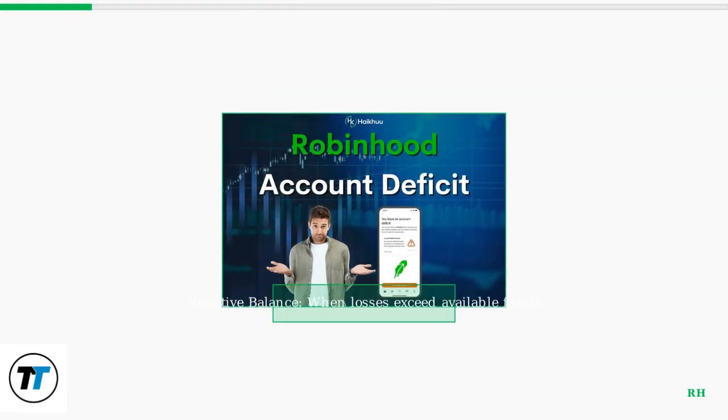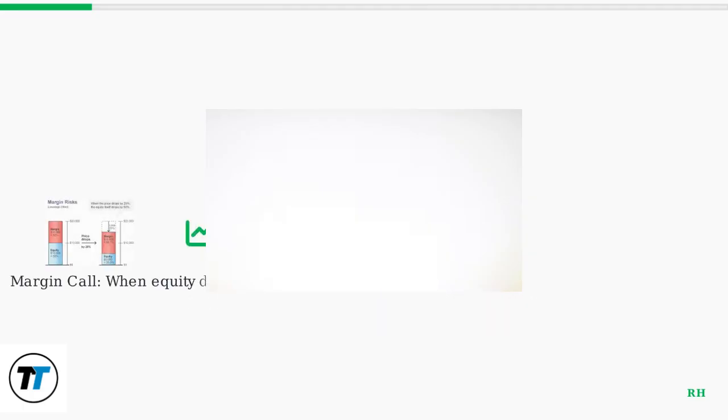A negative balance occurs when a trade results in losses that exceed your available cash or margin. This restricts further trading until the deficit is resolved by depositing funds or selling assets. A margin call happens when your account equity falls below the maintenance margin level, usually due to market price drops. You must then add funds or sell positions to meet the requirements.